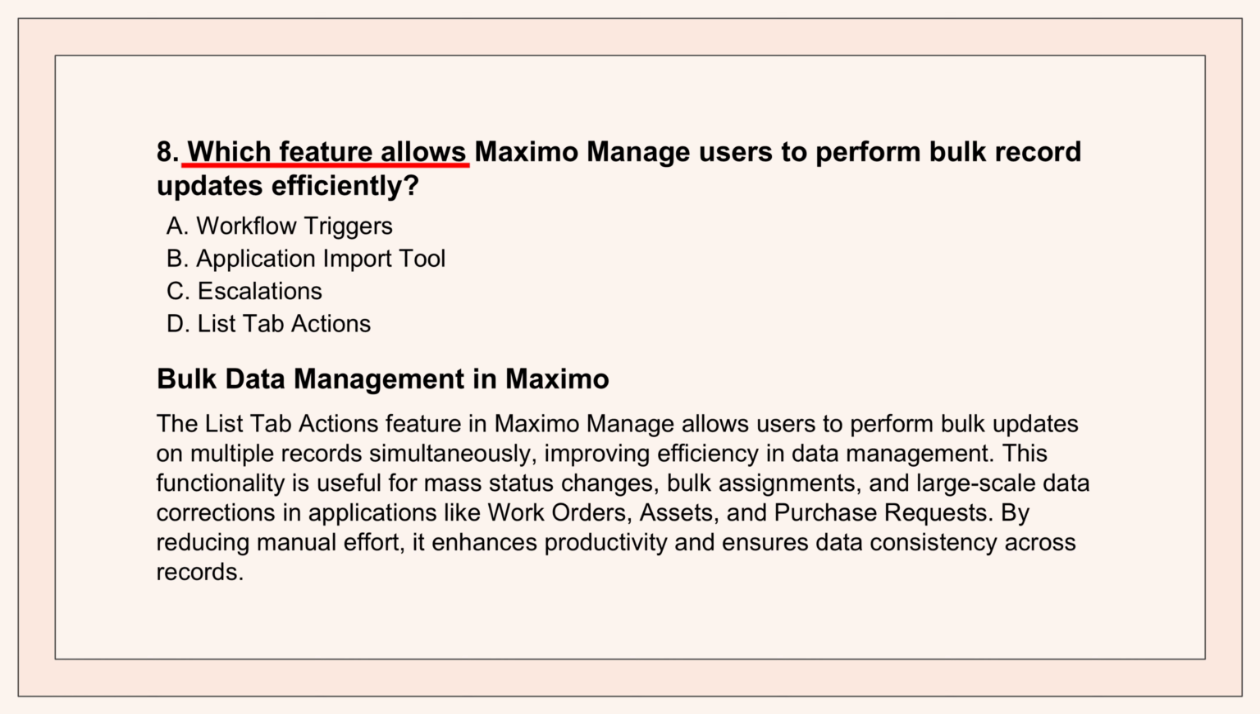Okay, last question in this section. Which feature allows Maximo Manage users to perform bulk record updates efficiently? The answer here is list tab actions. Sounds like a real time saver. It is. Imagine you need to change the status of hundreds of purchase orders. Instead of opening each one individually, list tab actions let you select all the records you want and apply the change, whatever it is, to all of them at once. That's awesome. So it's like a power tool for data management.